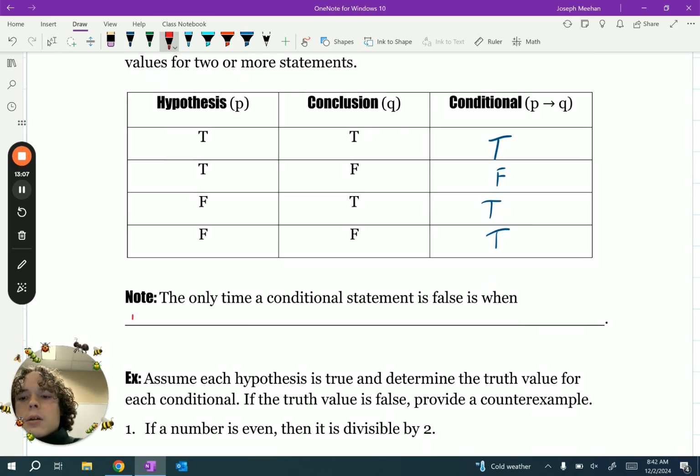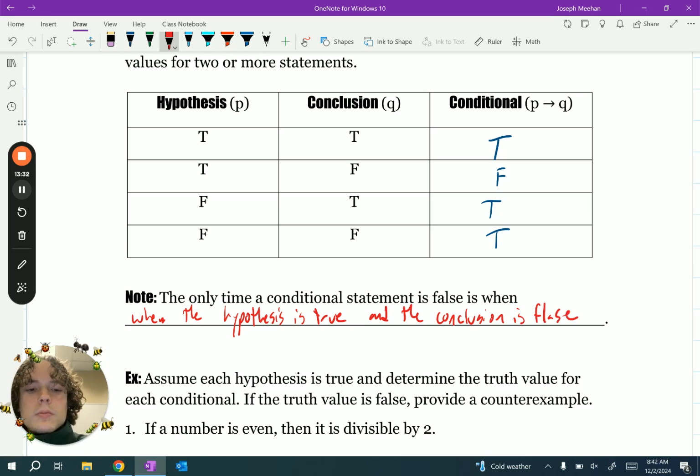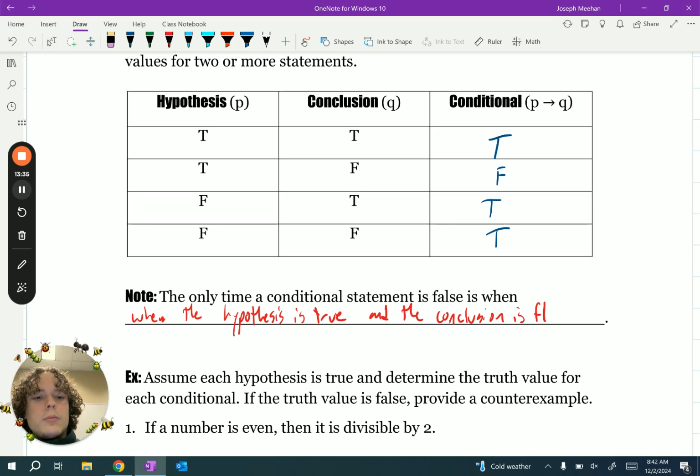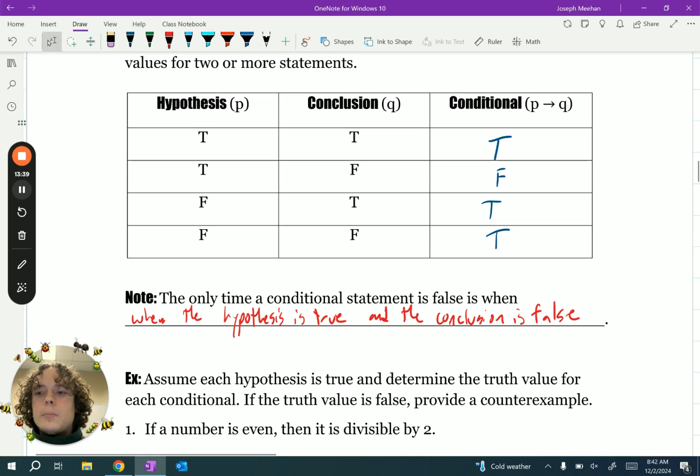So let's write that in. Let's say when the hypothesis is true and the conclusion is false. There we go. All right.